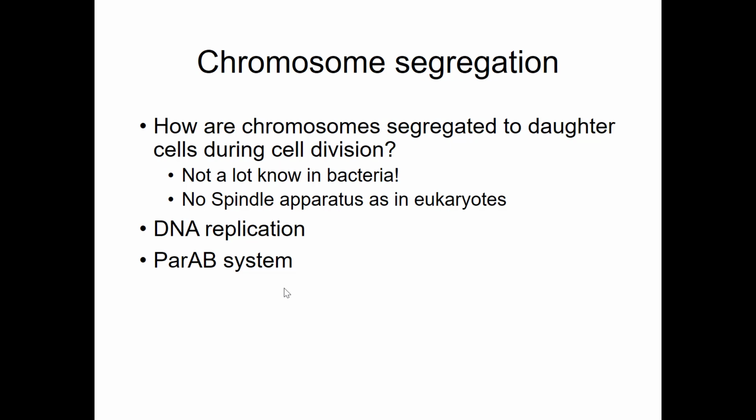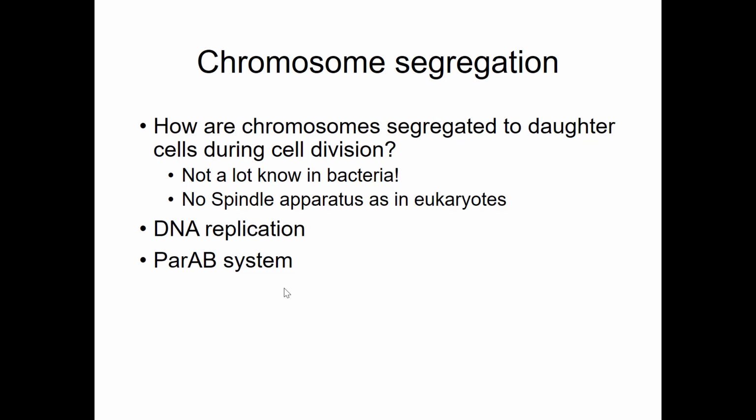Okay, so now we've learned how to replicate the bacterial chromosome, and how to keep them from being either dimerized or interlinked. So now we're ready to continue with our cell cycle, which is to make sure each of those sister chromosomes is in a daughter cell. So how are chromosomes segregated to daughter cells during cell division? Not a lot is actually known in bacteria. This is a big gap in our knowledge about the bacterial cell cycle.